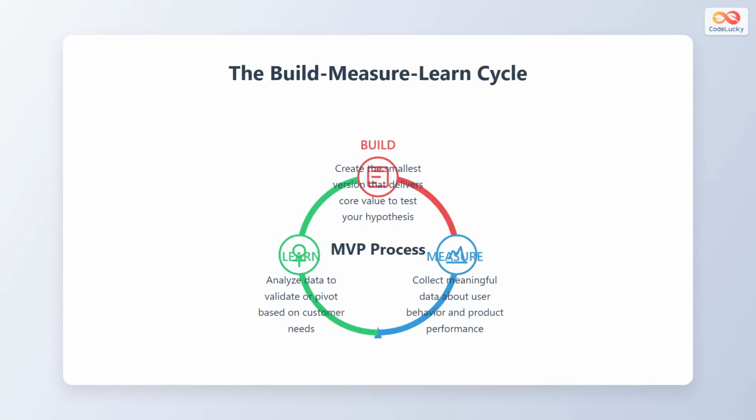The build, measure, learn cycle is at the heart of the MVP process. It's an iterative approach that helps you refine your product based on real-world feedback. The cycle begins with the build phase, where you create the smallest version of your product that delivers core value. Next is the measure phase. This involves collecting meaningful data about user behavior and product performance. Finally, the learn phase involves analyzing the data you've gathered to either validate your initial assumptions or pivot your strategy based on customer needs. Then you will start the build phase again.